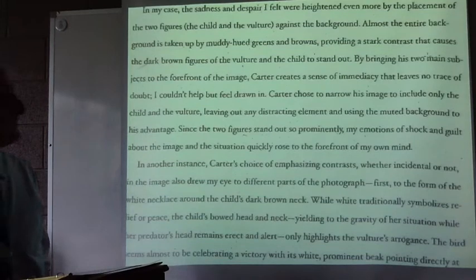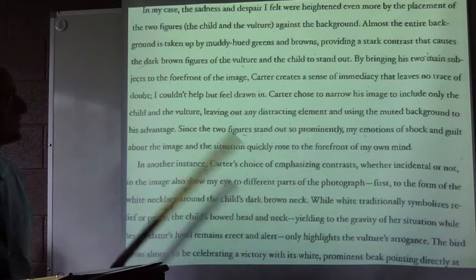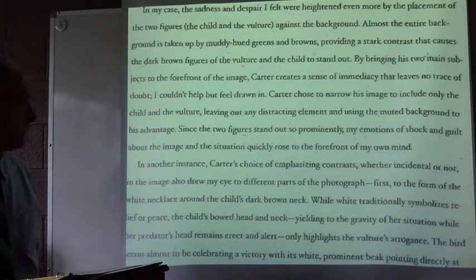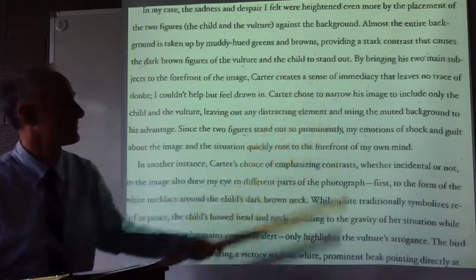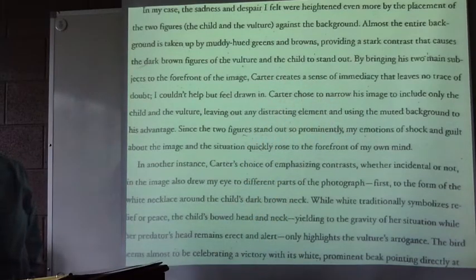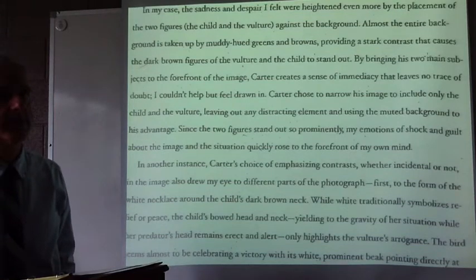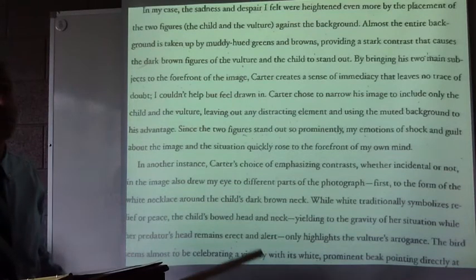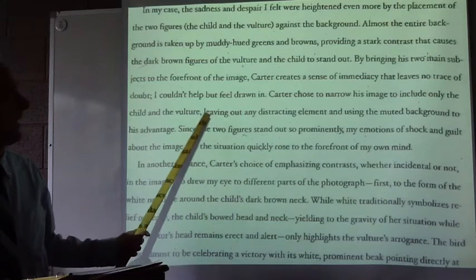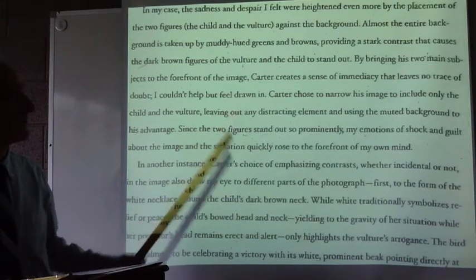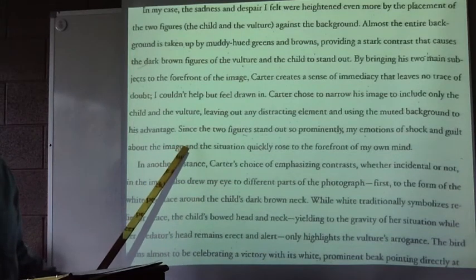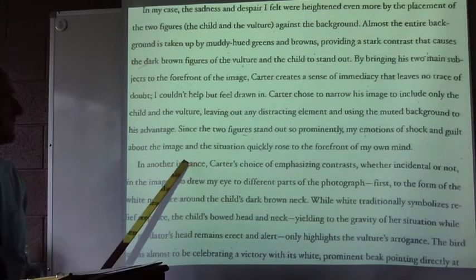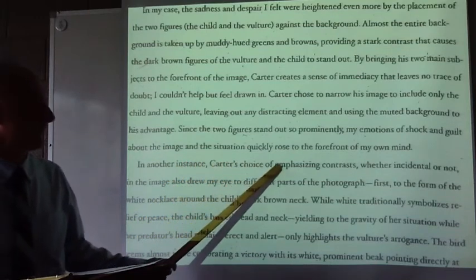"Carter chose to narrow his image to include only the child and the vulture, leaving out any distracting element and using the muted background to his advantage." So we have more detail about the background, in addition to the colors. And oftentimes what we write about with technique choice is what isn't used. So the road not taken, sometimes we call it. And he's not allowing anything else in the picture. That is a technique. "Since the two figures stand out so prominently, my emotions of shock and guilt about the image and the situation quickly rose to the forefront of my own mind."